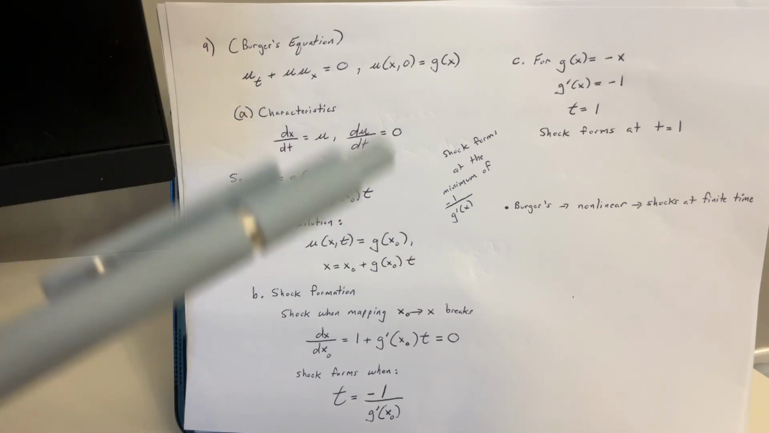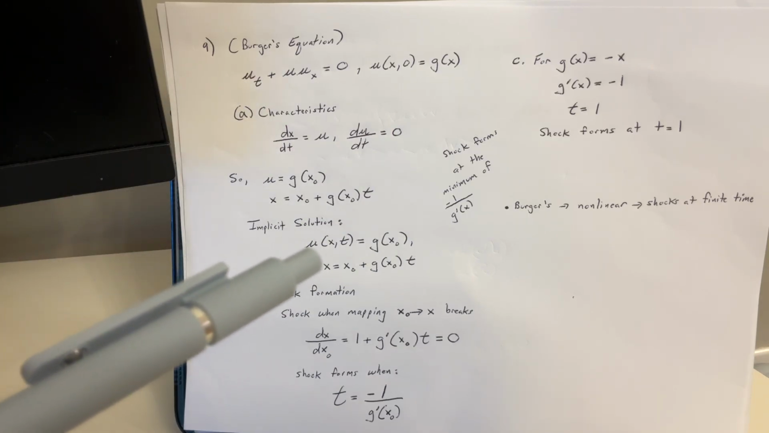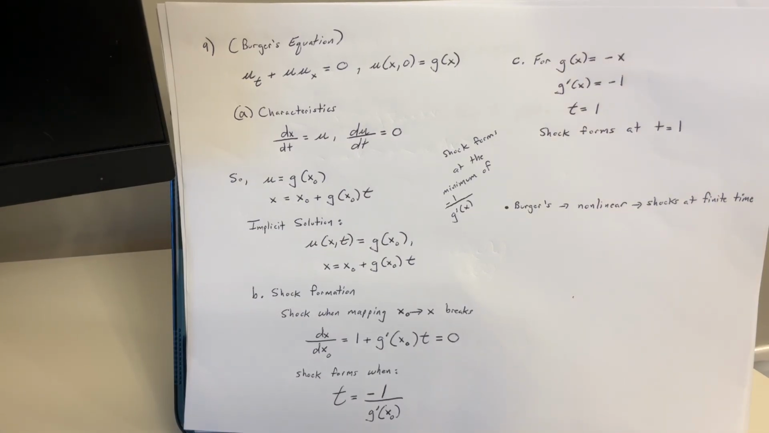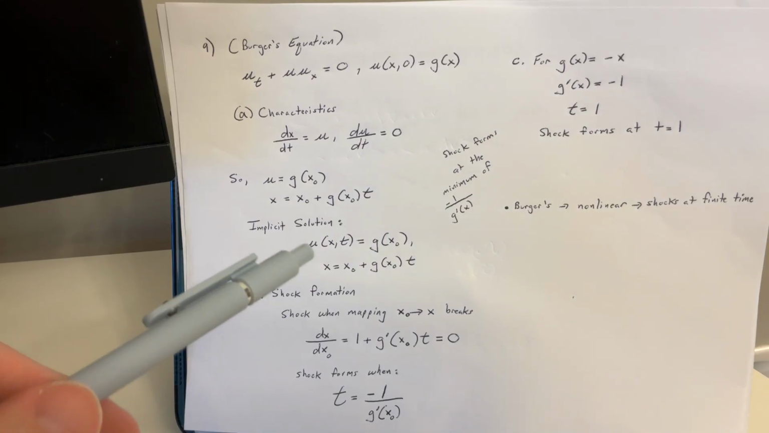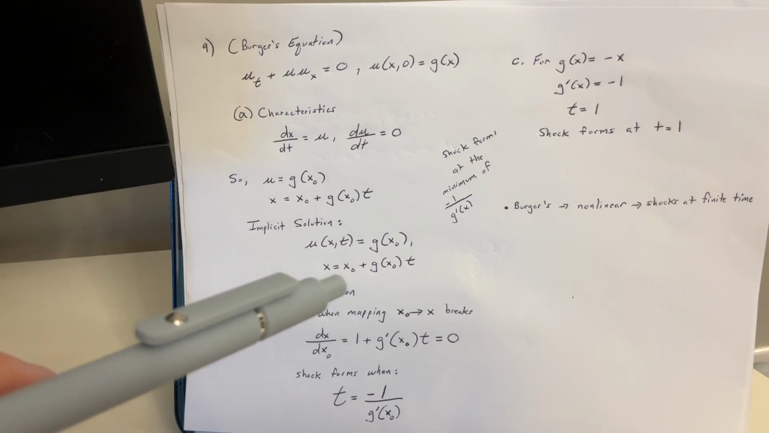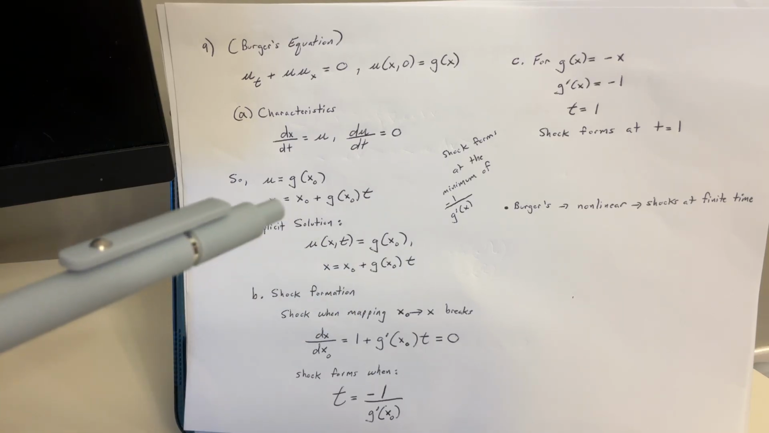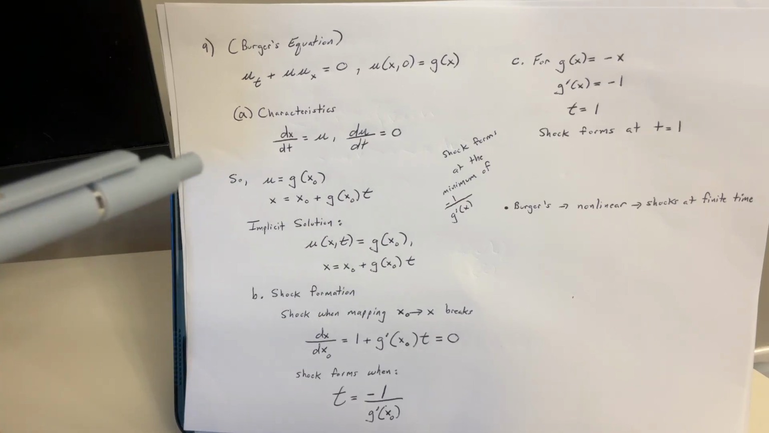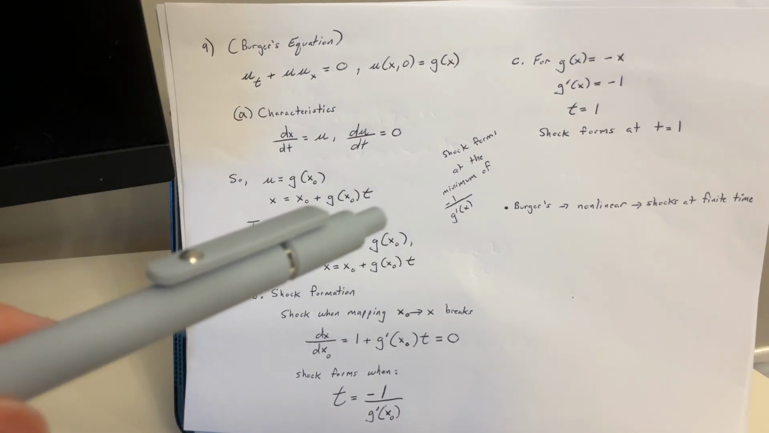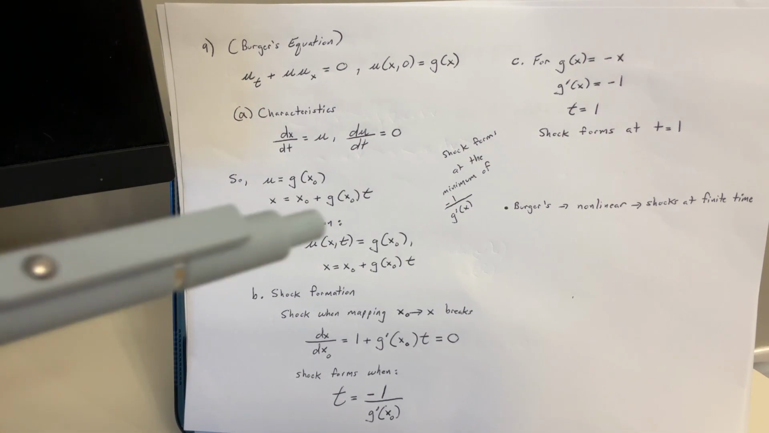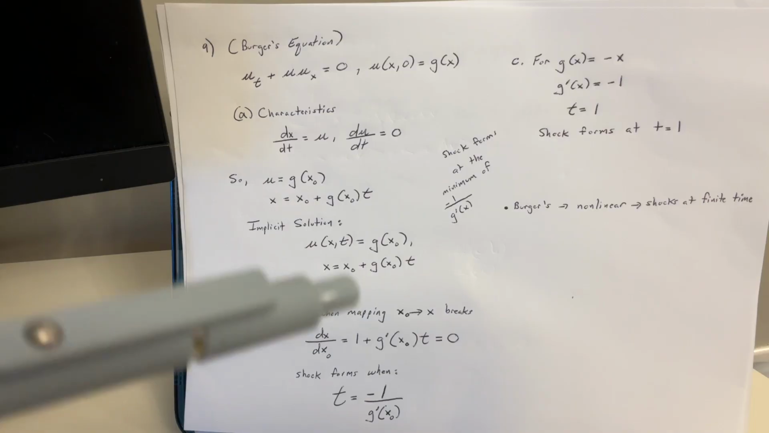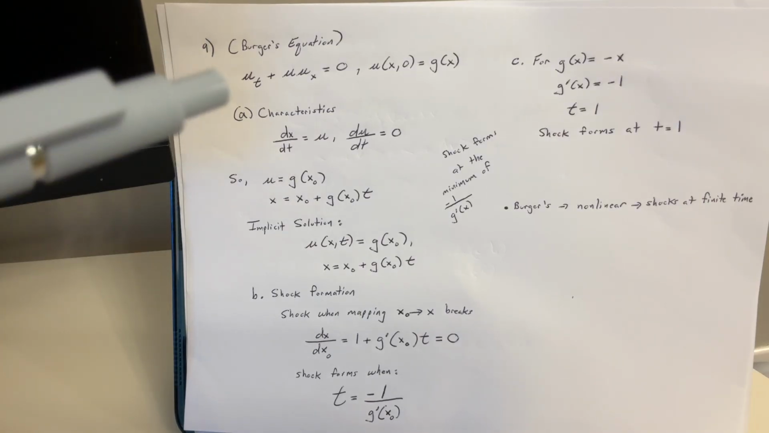Okay, so taking this information, we can get our implicit solution. u of x, t is going to equal g of x naught, or g sub 0. Just substituting and manipulating, we know x is x naught plus g of x naught times t. So basically this is it for letter A, for our characteristics. And this is our implicit solution that we get from manipulating what we know and getting those derivatives. That's all for letter A, characteristics.